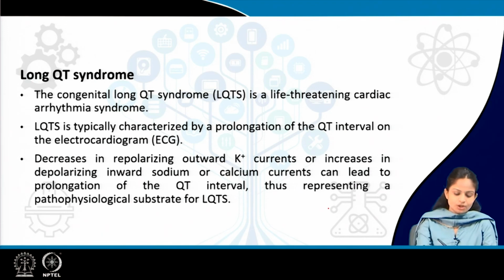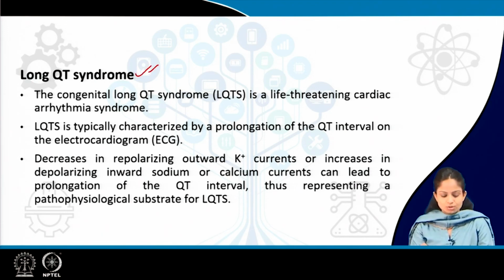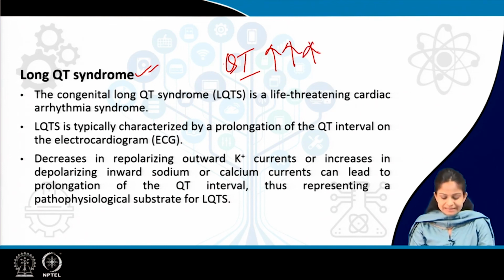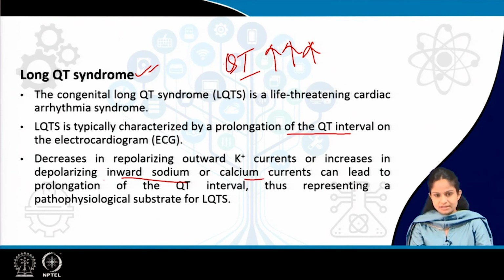Then we next have long QT syndrome. Congenital long QT syndrome is a life threatening cardiac arrhythmia syndrome. As the name suggests, long QT means the QT interval of the ECG gets prolonged. It is very much prolonged. So, it is typically characterized by the prolongation of the QT interval. Now, this can happen because of delayed repolarization due to the potassium outward channels, or because of increased depolarization from the inward sodium channels, or even the calcium currents.